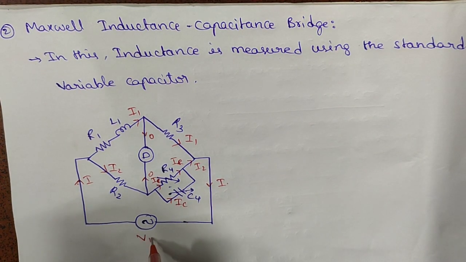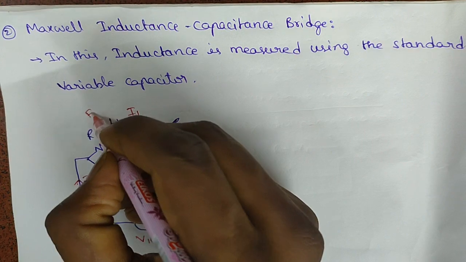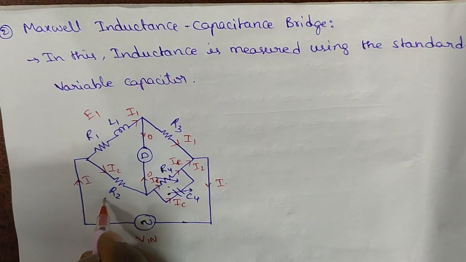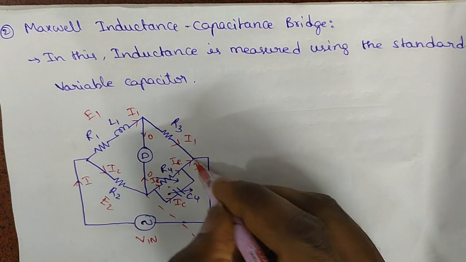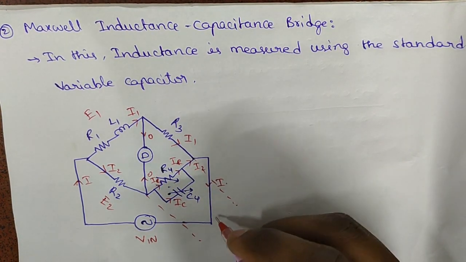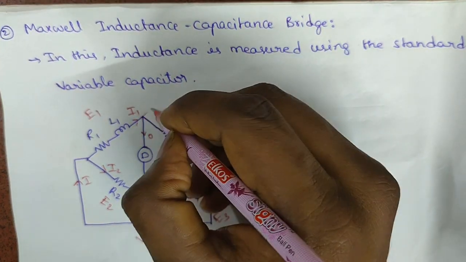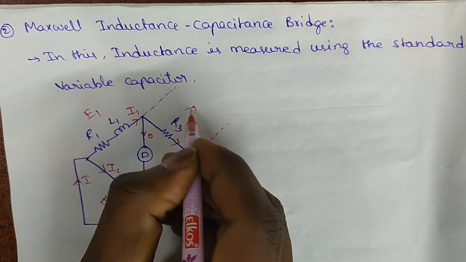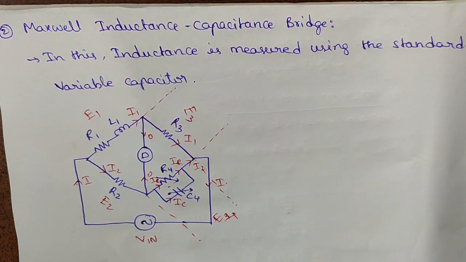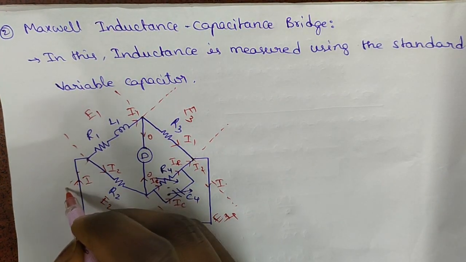So this is V in, AC input voltage. Now the voltage drops are E1 and this is E2. The drop across this is E3 and the drop across this resistor is E4. This is E3, this is E1, this is E2.